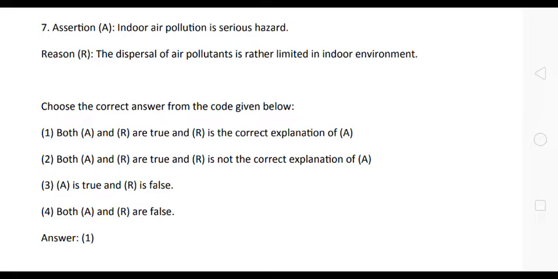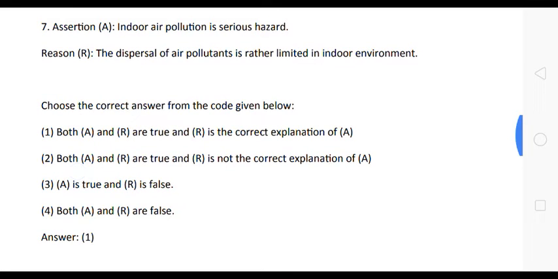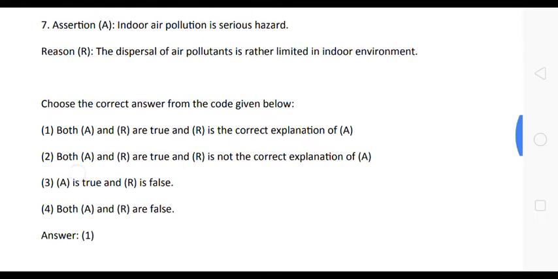Next question is assertion and reason. Assertion A, indoor air pollution is a serious hazard, and reason R is the dispersal of air pollutants is rather limited in indoor environment. Choose the correct answer from the code given below.